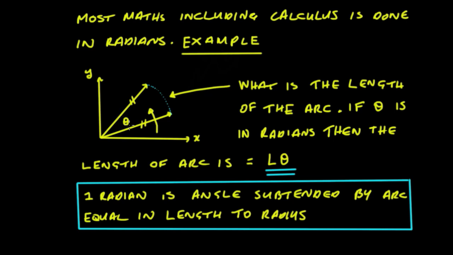theta in radians, then we can get the length of the arc. The length of the arc is simply going to be the length here, if we call that length L, times the angle theta.